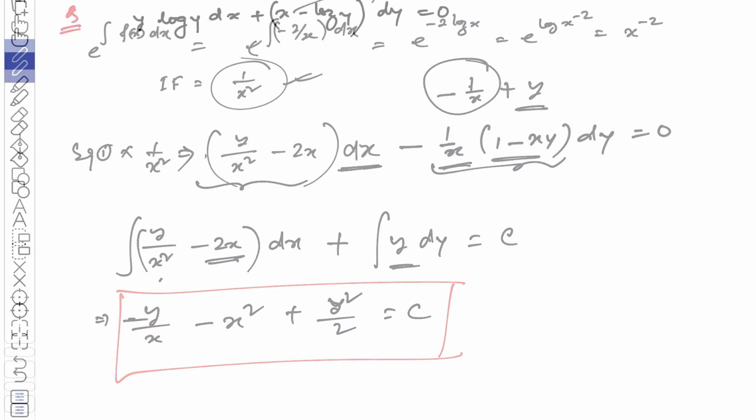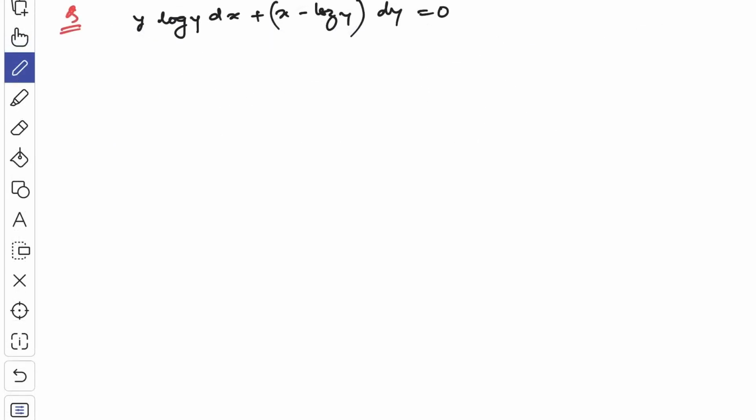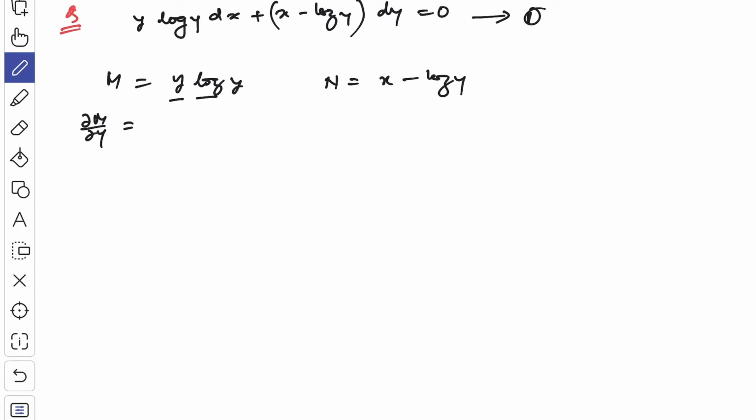So now let me show you. Now here you can see, let us solve this equation. This is suppose equation number 1. So here our m will be this part which is with dx, y log y, and our n will be here x minus log of y. So del m by del y will be, in this case what will be del m by del y? Use the product rule here.